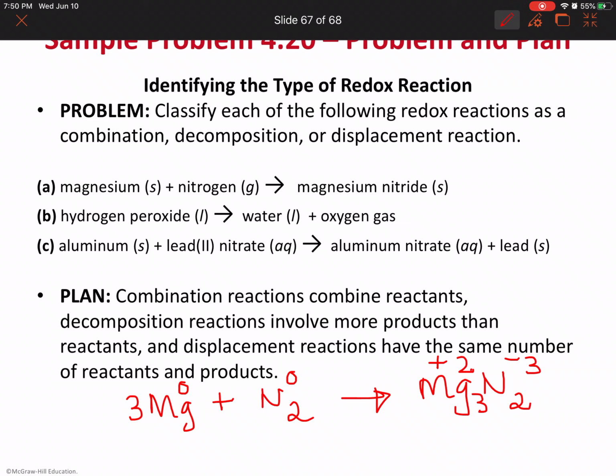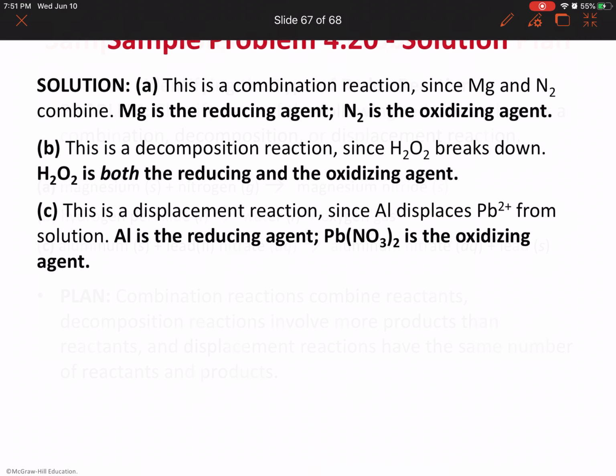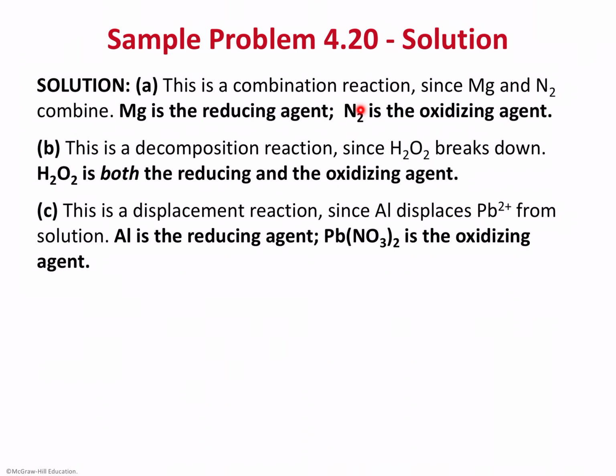So what's happening to magnesium? Magnesium going to magnesium +2. That is an oxidation. And then the nitrogen going from 0 to N3 minus, number decreases, that is a reduction. So who is the reducing agent? Reducing agent is going to be magnesium, because that helps nitrogen to undergo reduction. Reducing agent is magnesium. Oxidizing agent is nitrogen. Nitrogen is the oxidizing agent. Magnesium is a reducing agent.